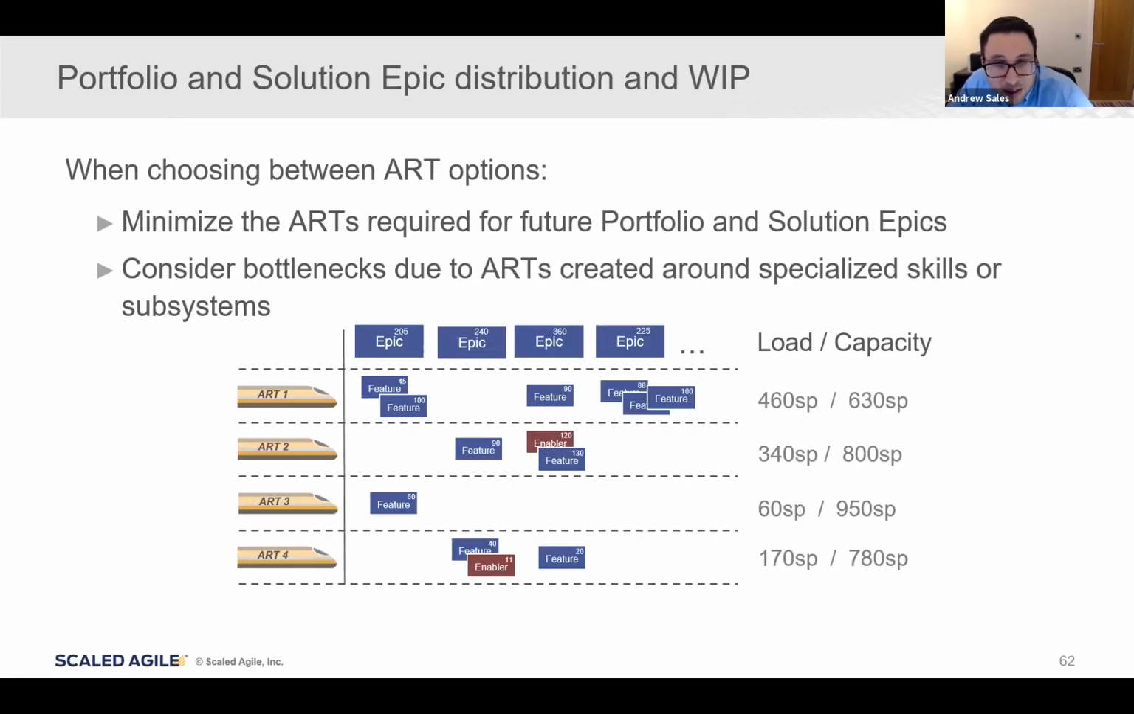The second validation test is a great one. Here we're going to look at some of the upcoming work we have, our portfolio and solution epics, which naturally cut across the ARTs. Do our ART designs minimize some of the complexities involved in delivering this work?